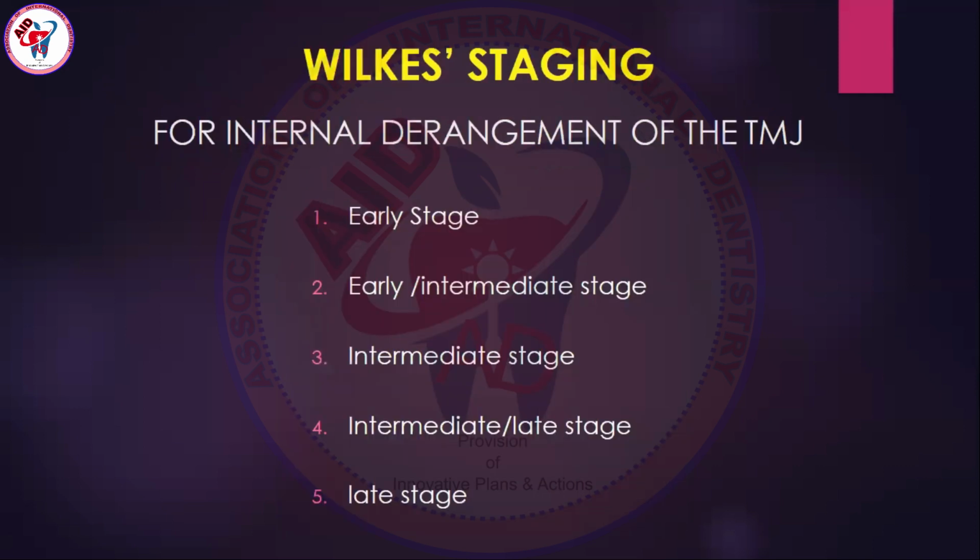But I will just give you a summary of the Wilkes staging for the internal derangement of the TMJ: early stage, early intermediate, intermediate, and intermediate late. Actually these are three stages, but we have divided them into five. The intermediate stage we have divided into three: early intermediate, intermediate, and intermediate late. Early stage and late stage are already there, but intermediate is converted into three.